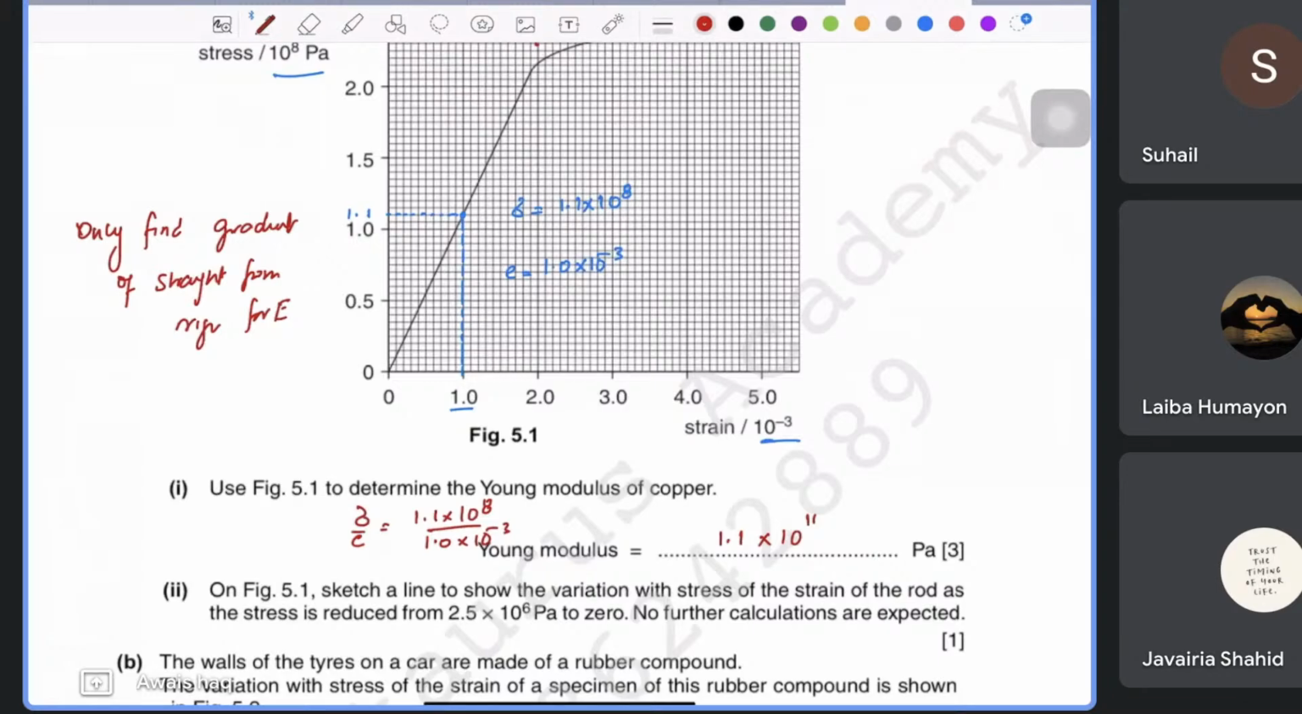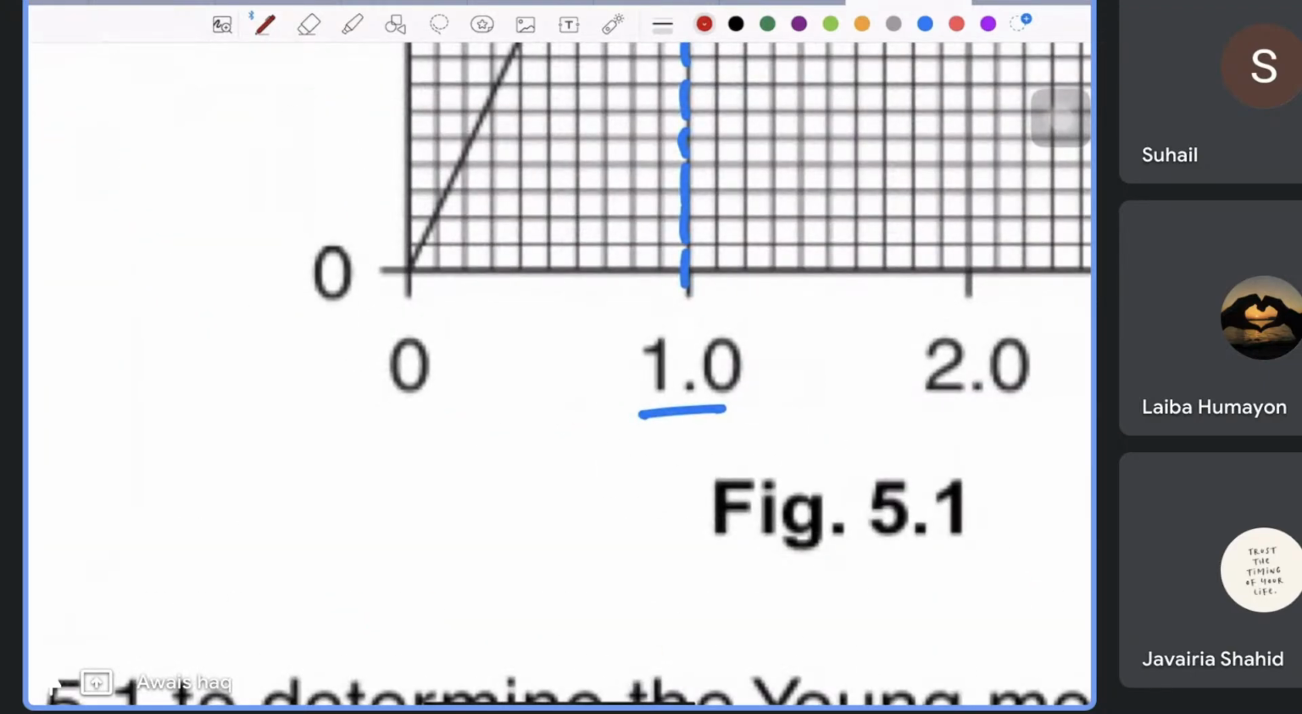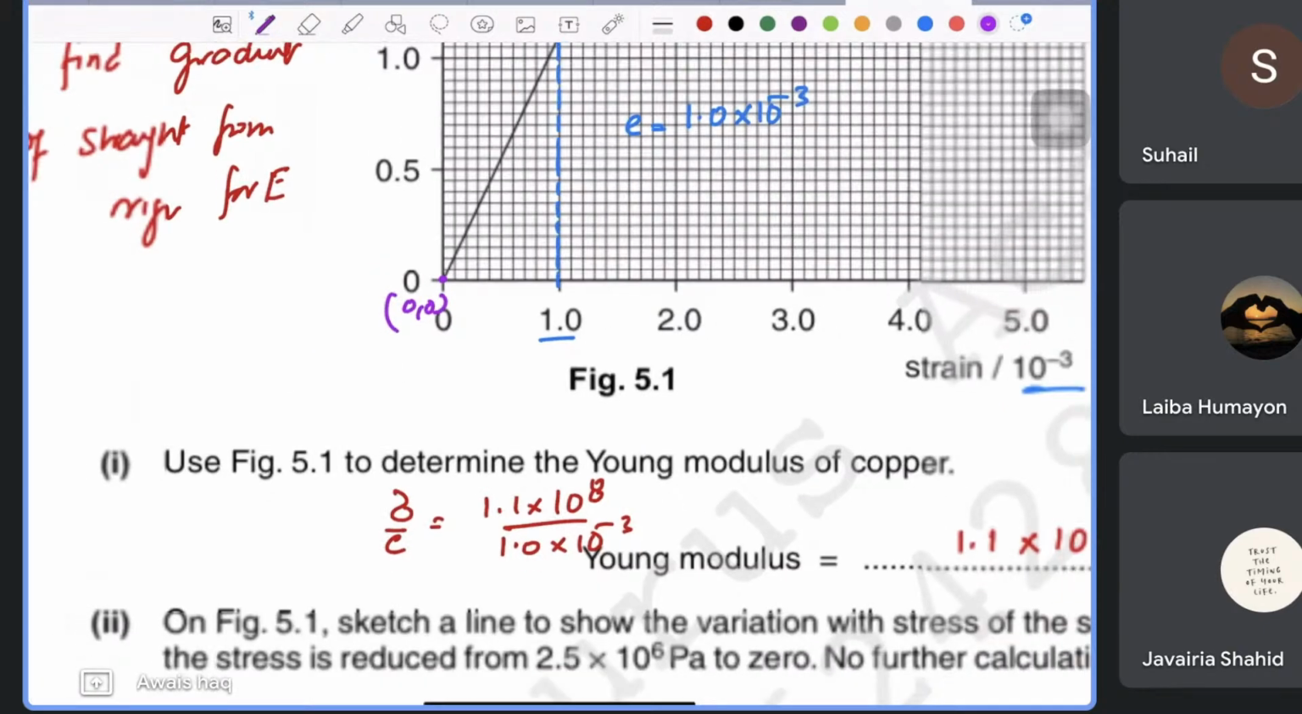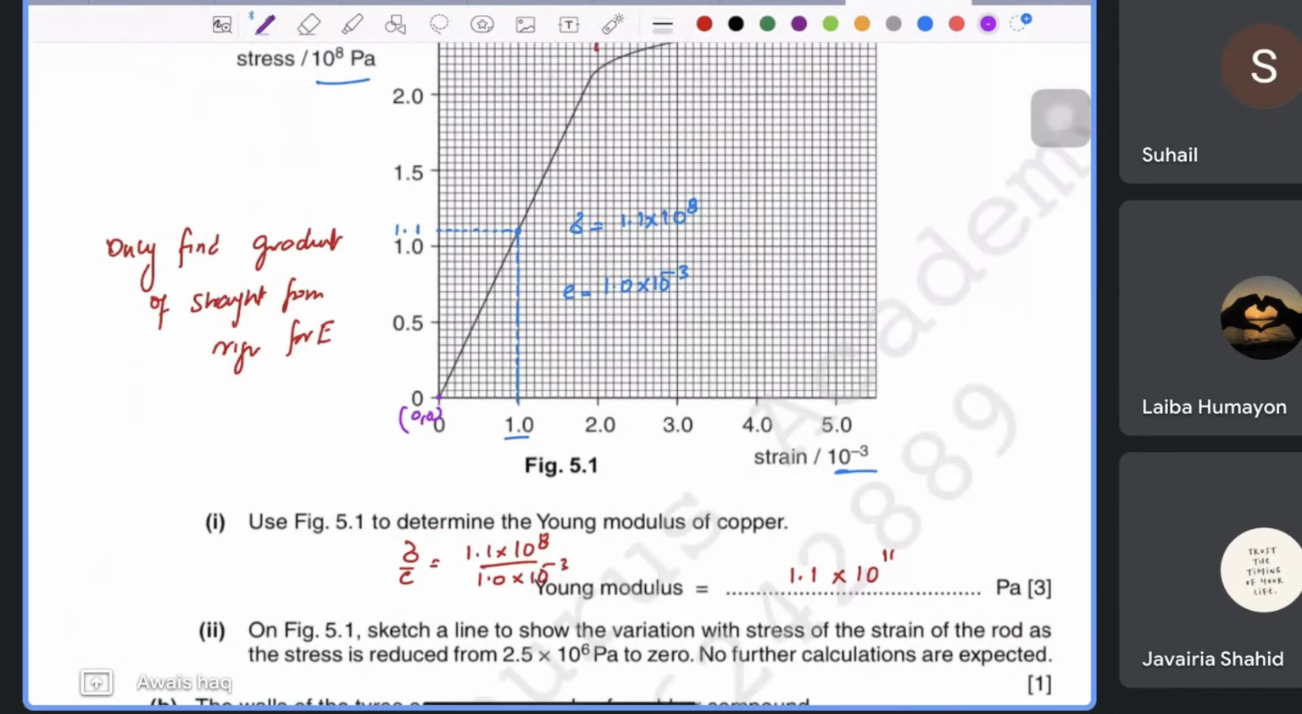Would it be incorrect if you found the gradient by taking two values for both stress and strain and doing y2 minus y1 upon x2 minus x1? Yes, I'd like to do that, but I need to be smart and understand that this point will always be 0 and 0, no matter what. So I can only take one point in these graphs. Even if they wanted me to find k, because I know the graph will start from 0 and 0, I will just take one point and then do force over extension to find k.